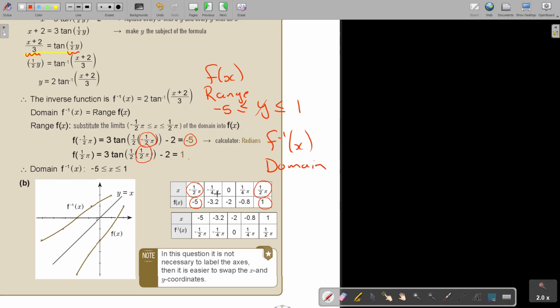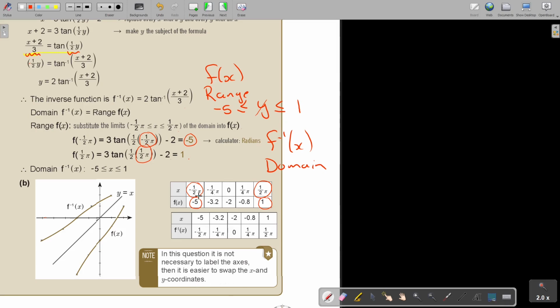Now fill in a few values in the middle, negative a quarter pi. Press it also on your calculator, approximate to 1 decimal place. Press 0, get this. Press a quarter, get this. So at least you have a few more values. Now, if I start plotting this, in this question it's not necessary to label the axis. Then it's easier to swap the x and the y coordinates.